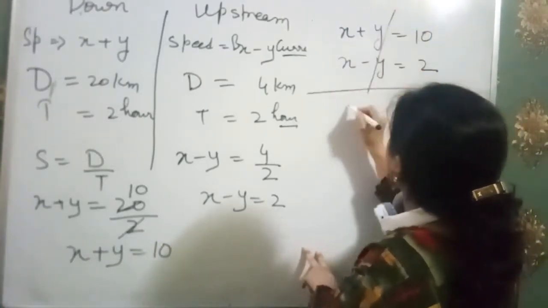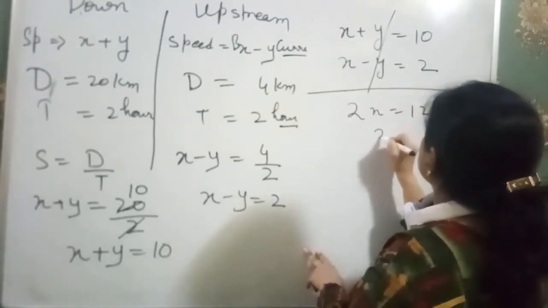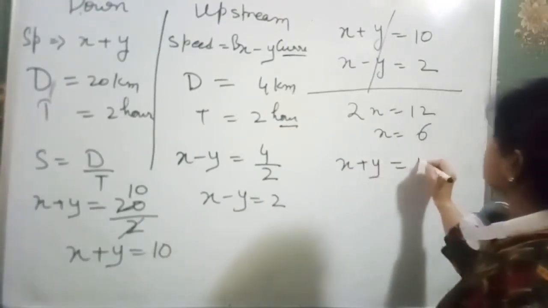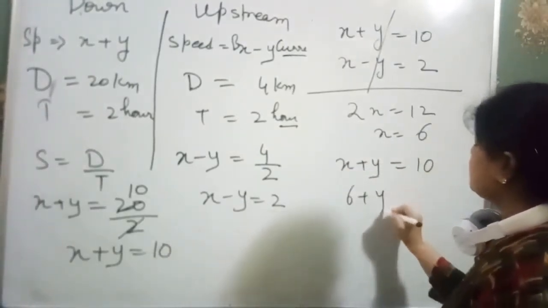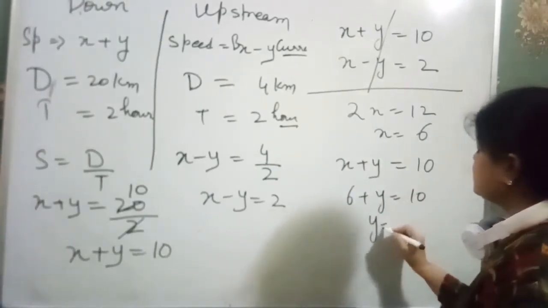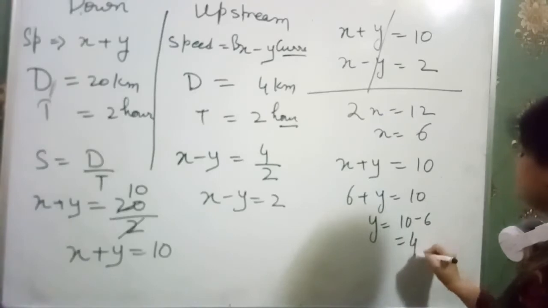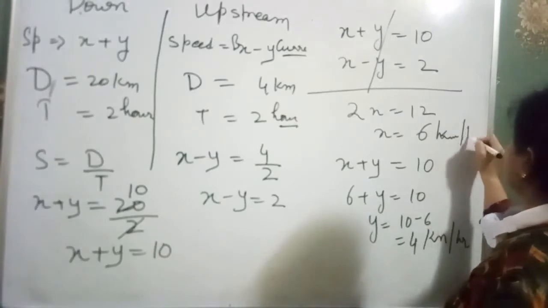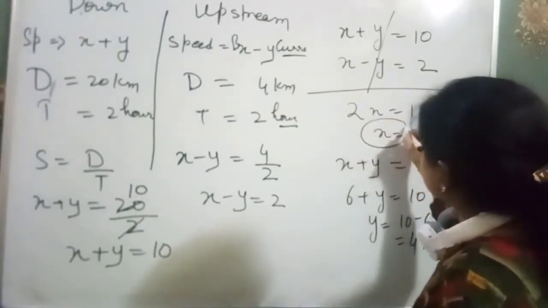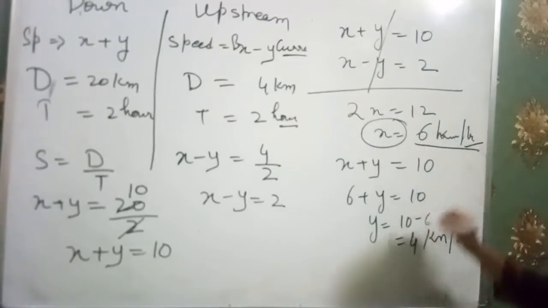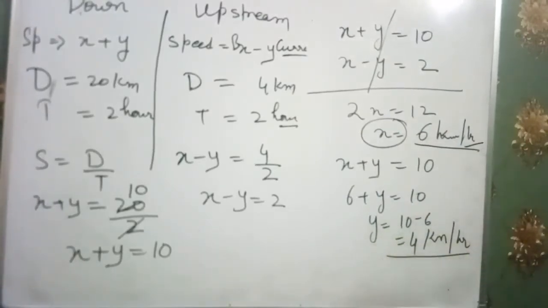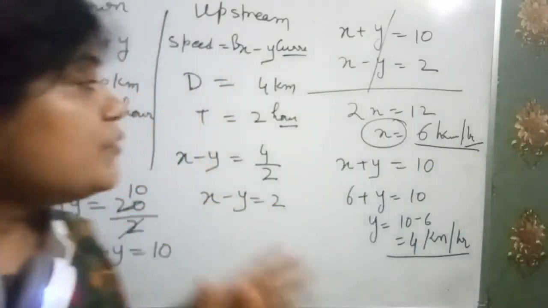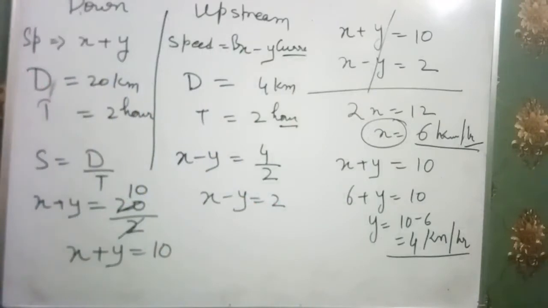Just cut it down. We have 2x is equal to 12. So x is equal to 6. Now just do it for y. x plus y is equal to 10, 6 plus y is equal to 10. So the value of y is 10 minus 6, that is 4 kilometer per hour. It is also kilometer per hour. So its speed in still water is 6 km per hour and speed of the current is 4 km per hour. So this is the basic concept which we should know before solving the problems of boats.